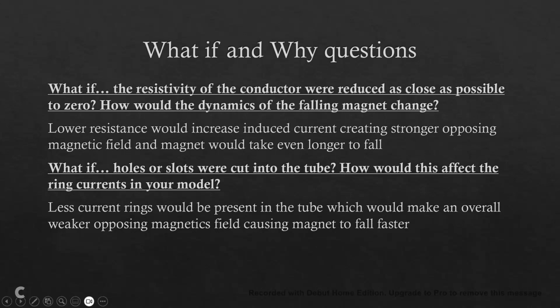What if holes or slots were cut into the tube? How would this affect the ring currents? Fewer current rings would be present in the tube, which would make an overall weaker opposing magnetic field, causing the magnet to fall faster. Basically, our magnetic field lines would be escaping the aluminum tube, and this would lower the magnitude of our magnetic field and decrease the magnetic force on the bar magnet, which would cause our magnet to fall faster.